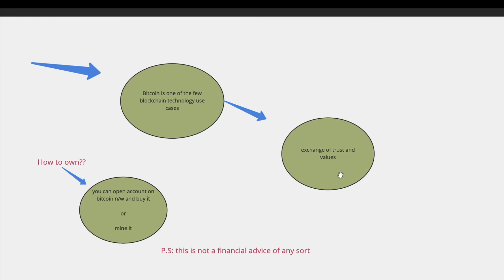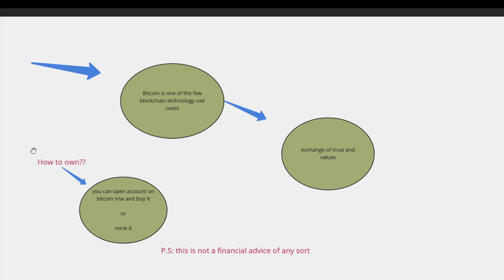Bitcoin was one of the first blockchain use cases, and research has been ongoing to make sure that this blockchain technology, which is so secure, which cannot be tampered with, which is immutable, can be used in other use cases. It's basically an exchange of trust and values, and when you have security over the exchange of trust and values, then that gets executed instantaneously. That's why blockchain is one of the popular technologies, and Bitcoin is one of the most popular cryptocurrencies these days.